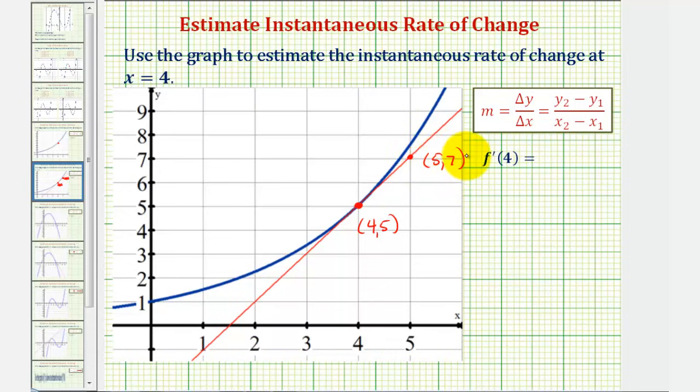And now to find the slope of this tangent line, we want to find the change of y divided by the change of x. And we can do this using the slope formula here, or by looking at the graph. Notice how to go from the point on the left to the point on the right, we would have to go up 2 units, which means the change of y is positive 2. And then we'd have to go right 1 unit, so the change of x is positive 1. And therefore the instantaneous rate of change at x equals 4, or f prime of 4, is equal to 2 divided by 1, or just 2.